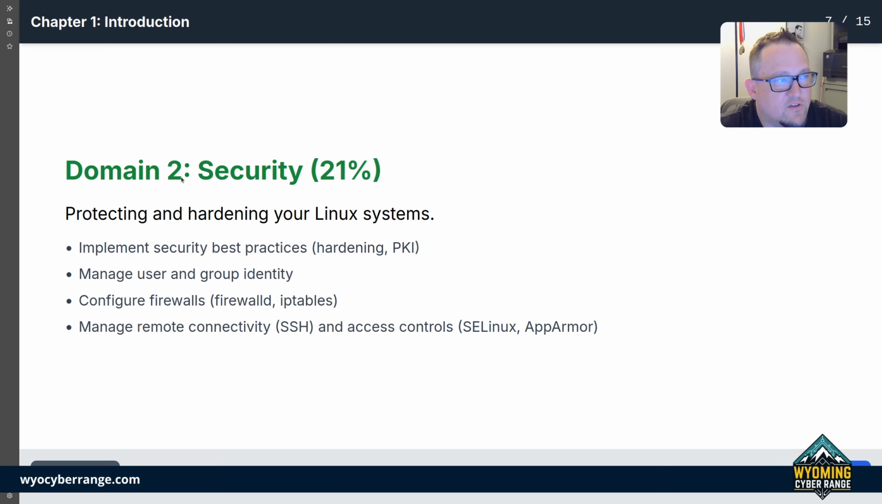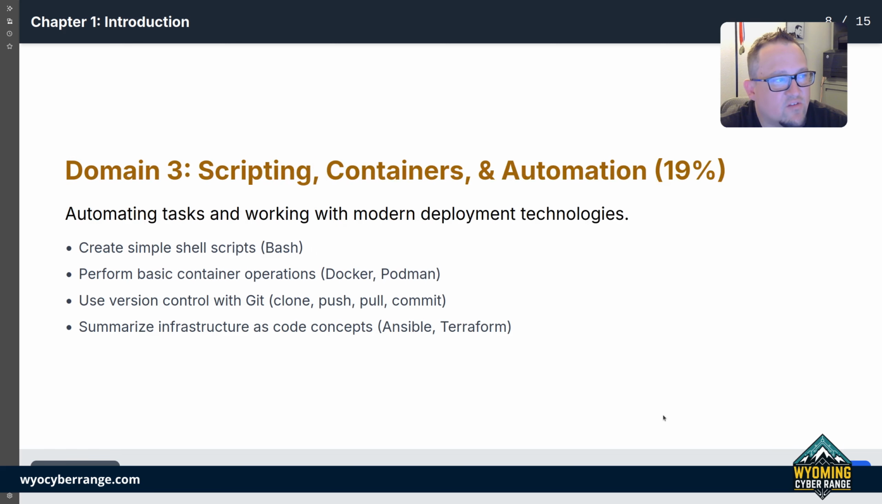With domain 2 here, with 21% on security, can we look at firewalld and iptables? Do we know what SSH is? Do we know how to harden our operating system? Can we take scripting and containers and automation and work in a more enterprise environment, such as Docker, Bash, and then using Git commands to understand, can I clone code off the internet and utilize it? How do I automate things professionally through tools like Ansible and Terraform?